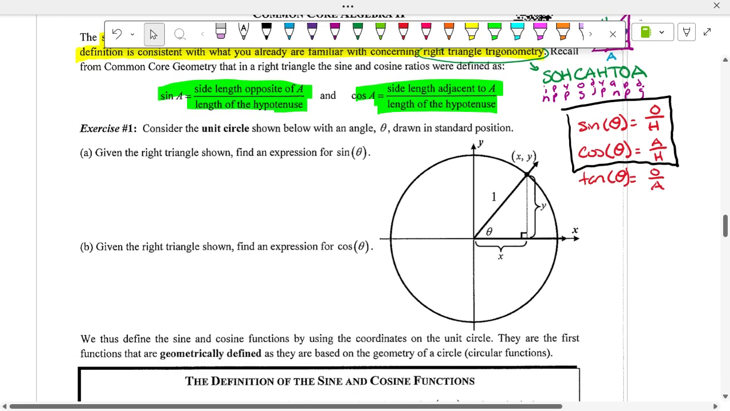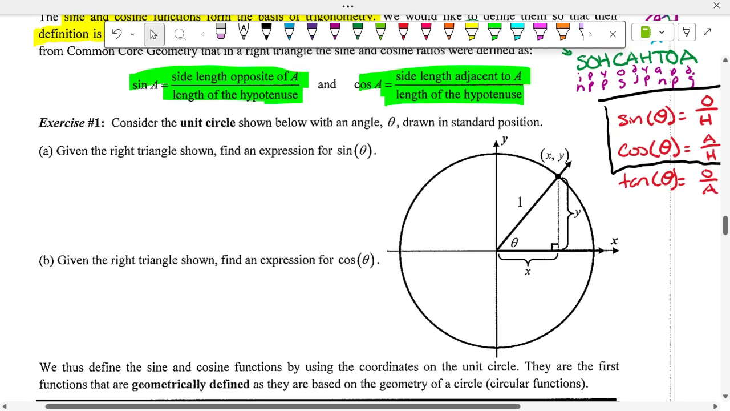Now, here's the connection to the unit circle. Given the right triangle shown below, and this comes from the unit circle. So they have the unit circle, they just don't have anything marked. So remember, the unit circle states that the origin is its center, it has a radius of 1, with some angle theta. It doesn't really matter the angle measure in this case, whether it's in radians, degrees, whatever. They want us to figure out an expression for sine of theta.